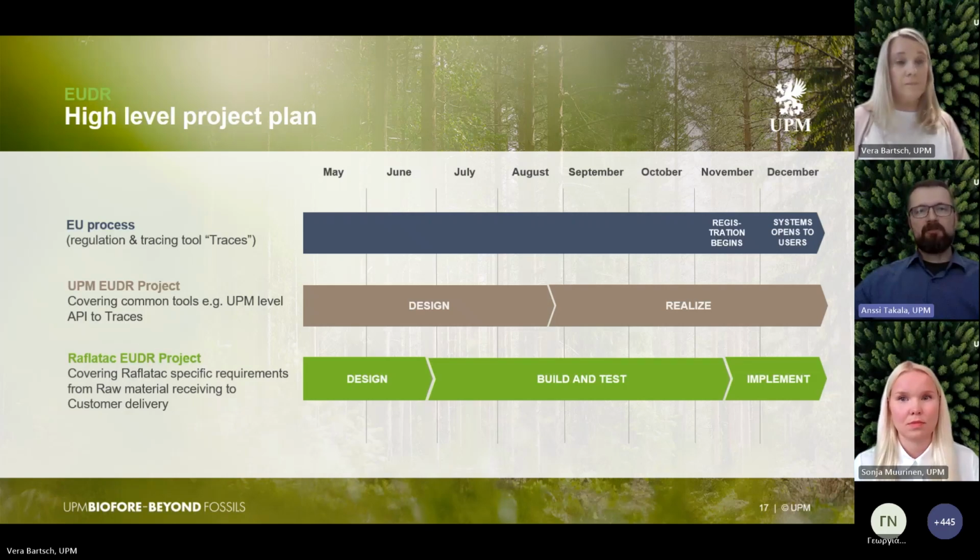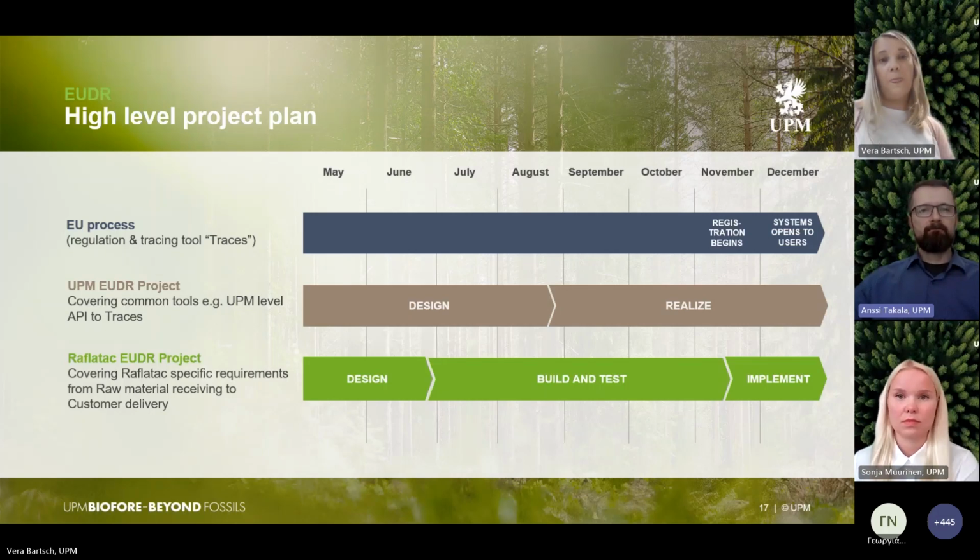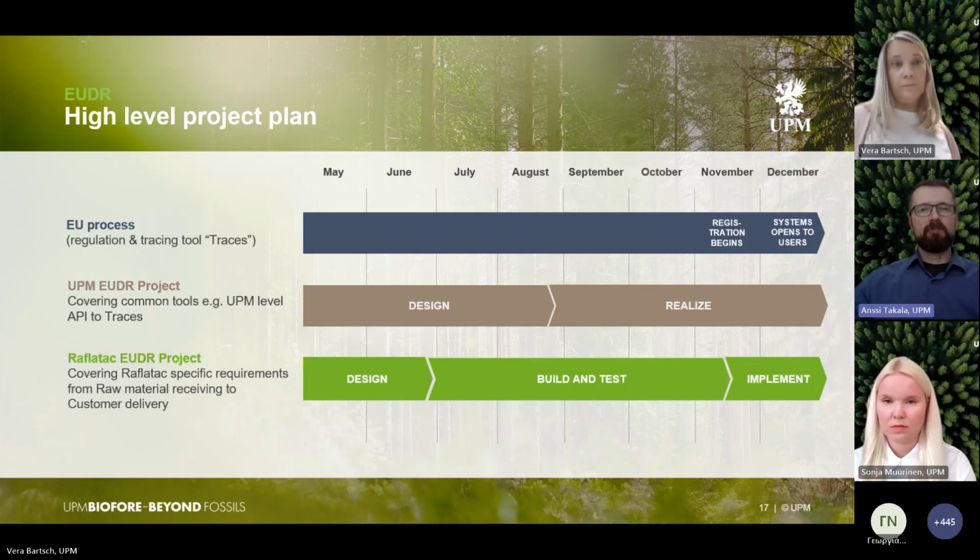Turning the previous picture upside down, we have the European Union at top. The EU is developing the Traces system as we speak. At the moment, we have access to a test system, and the final production system is said to be available in December. One step down is the UPM EUDR project, which is developing common functionalities for all UPM businesses, including Raflatac.